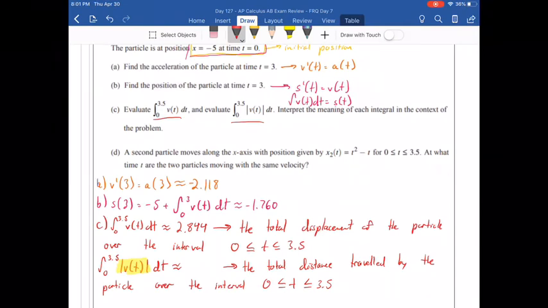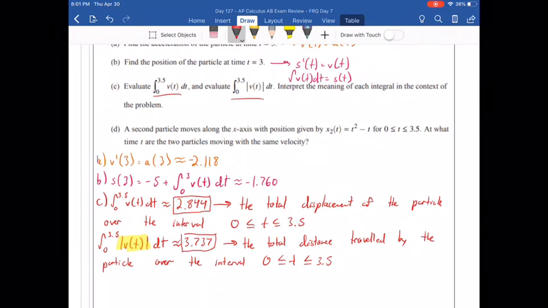So my mistake. I forgot that the integral that I copied from part B was from 0 to 3, not from 0 to 3.5. So, silly mistake. Would have cost me 1 point. Thankfully, only one. Part C is out of 3 points. 2 points is for the interpretations. 1 point is for the answers. So thankfully, since I would have had the interpretations right, I still would have gotten 2 out of 3, but still a bonehead mistake. All right, so now let's look at part D.